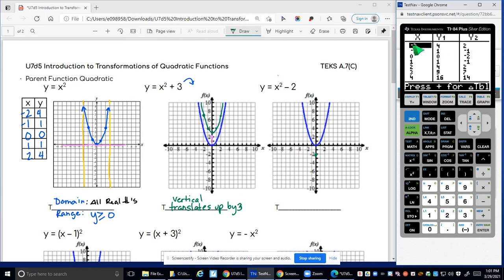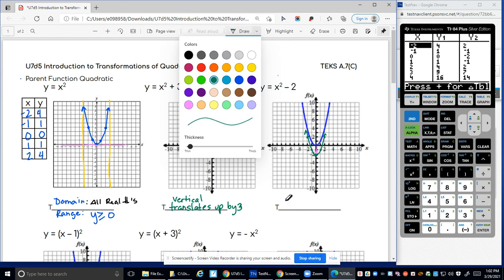I'm going to plot my points. I got -2 and 2, then -1 and -1, and sure enough 0 and -2, that's where we put our little dot. Then we have 1, -1, and 2 and 2. I'll draw my new parabola. Notice that it's the same parabola. It just shifted down, by 2. So this is a vertical translation.